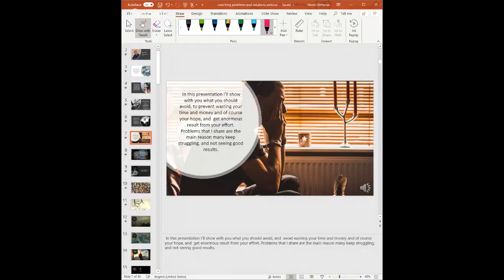Now, the third one: constant changes on marketing platforms, such as algorithm changes, price increases, and other limitations. There are so many problems like that. These changes made it hard for coaches to keep up with the updates. They took courses, but soon after, their knowledge became obsolete.